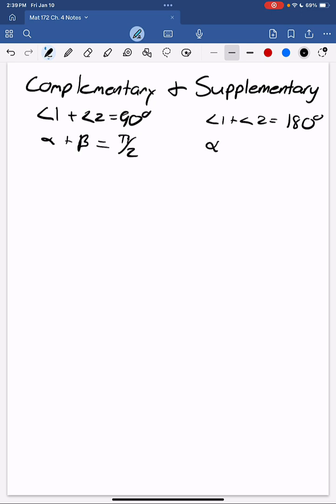For supplementary, alpha plus beta is equal to 180 degrees, or pi radians. So we have degrees and radians both to use to describe angles now. But let me show you where that comes from in our coordinate system.